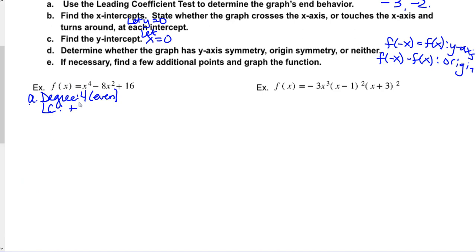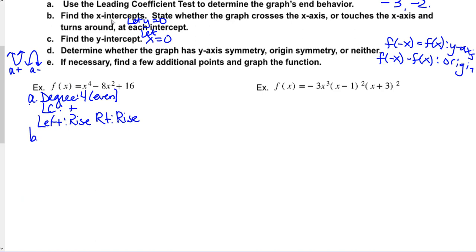So remember, an even power is like that x squared. And if a is positive, I end up having something that looks like that. So my end behavior is going to be like this guy right here. So on the left, we are going to rise. On the right, we are going to rise.